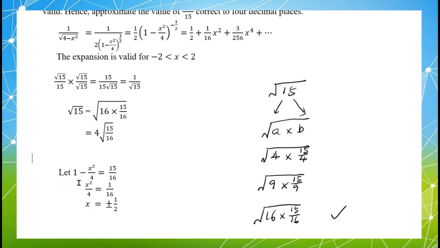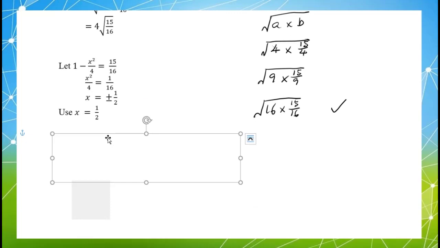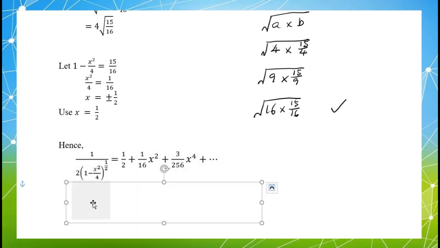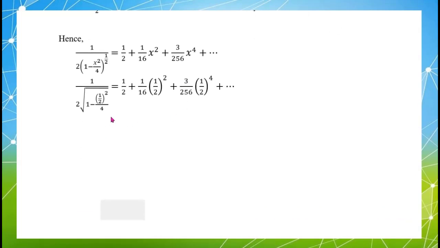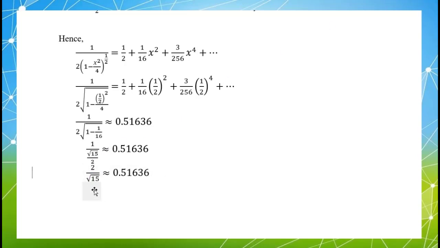Now I can compare 1 minus x^2/4 with 15/16. After simplifying, I get x equals plus or minus 1/2. Here I choose x as positive 1/2. Now by using the binomial expansion, I substitute x with positive 1/2 to the left and to the right, and simplify both sides. Then I get 1/2 times square root of 1 minus 1/16 is approximate to 0.51636. Then when I further simplify, I get 1 over square root of 15/2, which is 2 over square root of 15.